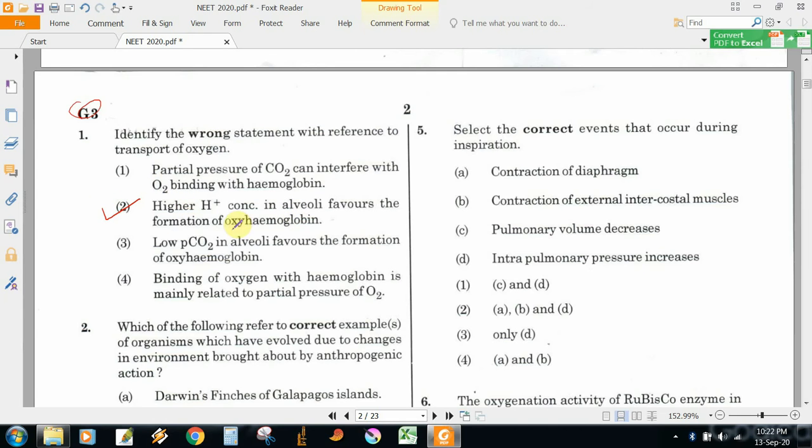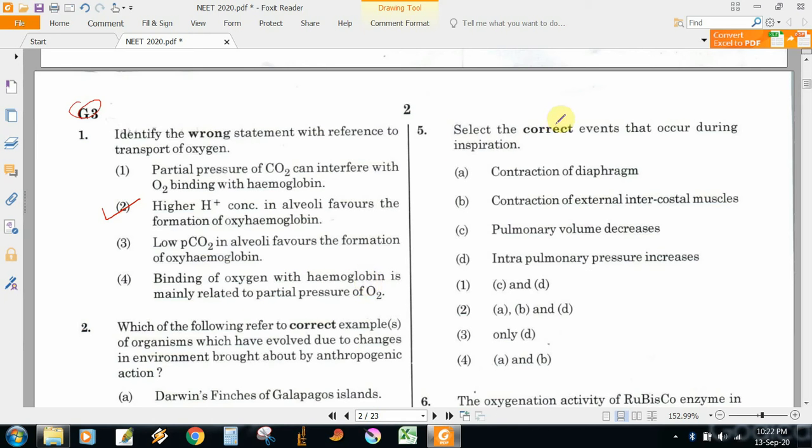And the remaining two statements: low partial pressure of carbon dioxide in alveoli favors the formation of oxyhemoglobin, and yes, it is a true statement. And binding of oxygen with hemoglobin is mainly related to the partial pressure of oxygen. Yes, it is also true. So let us move on.